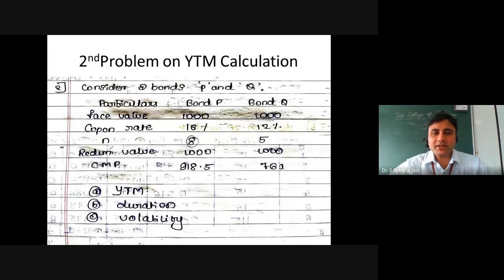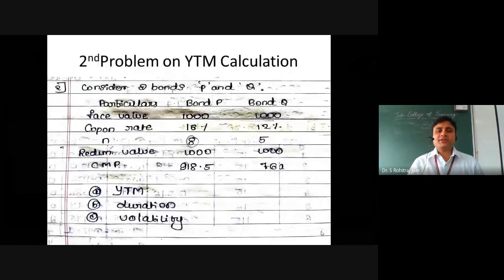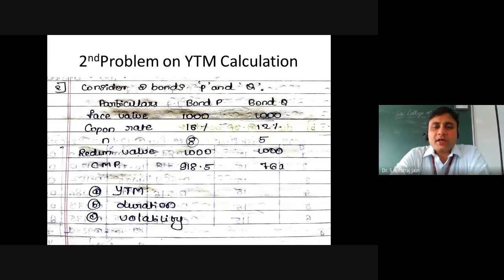Consider two bonds P and Q. So what have they given me? For bond P, they have given me the face value. For bond Q, they have given me the face value. Coupon rate for bond P is 16% and for bond Q is 12%. The N value for bond P is 8 and the N value for bond Q is 5. Then the redemption value is 1000 and 1000 for both the bonds. And the current market price, that is CMP, for bond P is 918.5, and similarly for bond Q is 760.